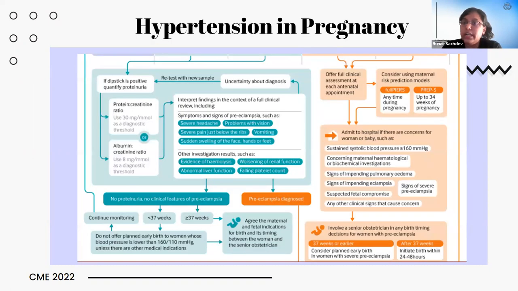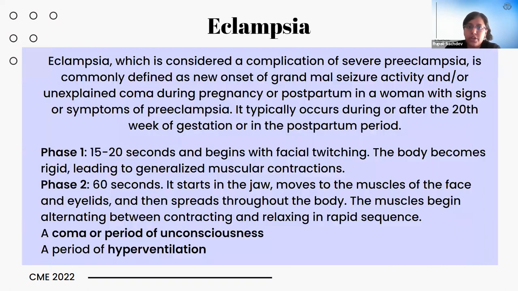And in severe hypertension in preeclampsia, you need to remember that you have to admit them to the hospital for these indications. That is sustained systolic pressure above 140. If the investigations are concerning, if there is any sign of impending pulmonary edema, if there is a sign of impending eclampsia, we'll cover what eclampsia is. If there is fetal compromise, so when you were monitoring the fetus, if you see late decelerations or a decrease in fetal movements, things like that, or any other concerning signs, then you have to immediately admit and assess if you can go for an early birth or if you can wait and make sure that her blood pressure is maintained. That's it for hypertension in pregnancy.